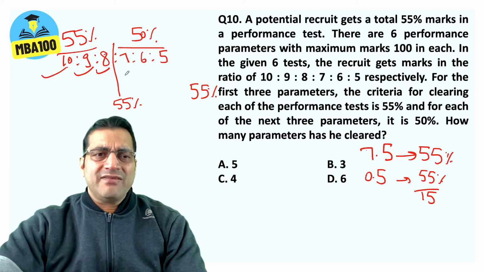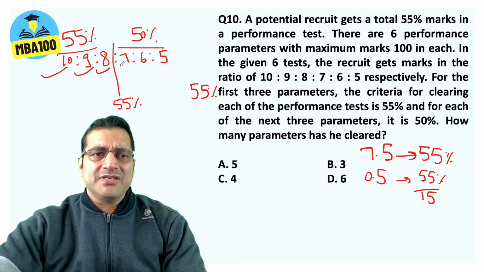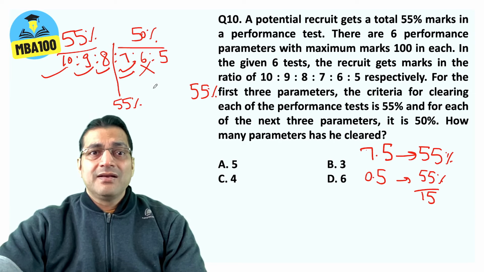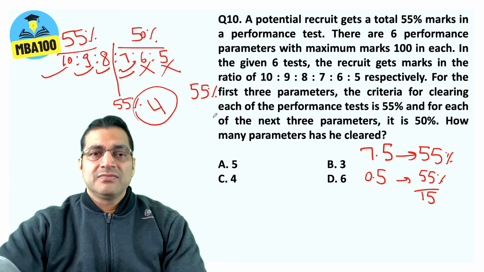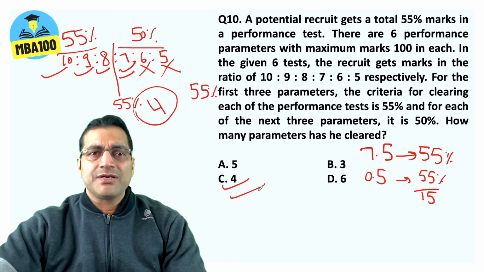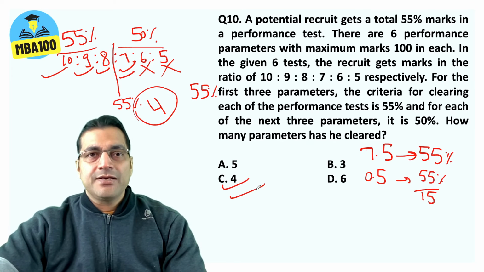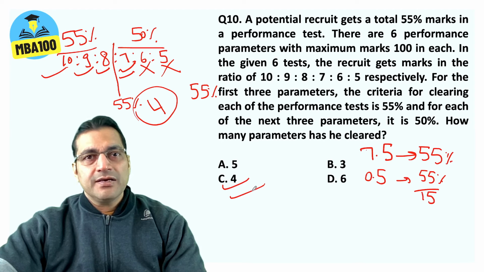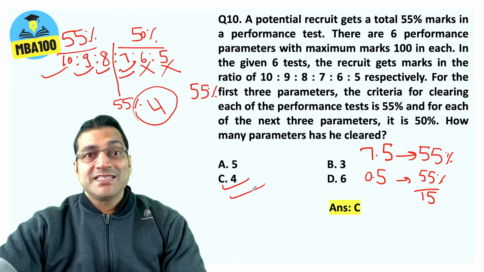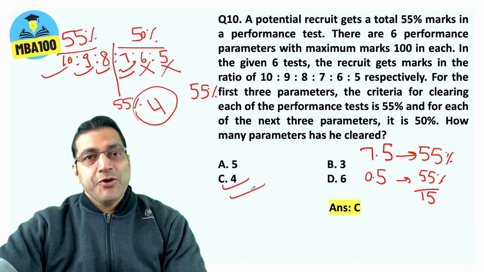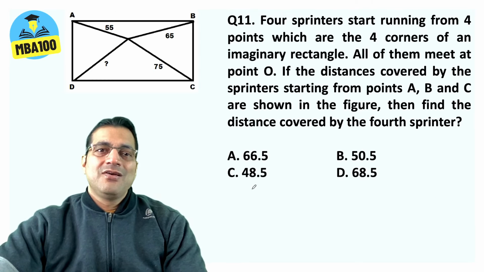So 3.67 less than 55% will still be more than 50%. But this will be less than 50%. This will be less than 50%. So your answer is 4. This is how I believe you have to do it. This is your answer. Any doubt? In case of any doubt, please rewind the video again and again and yet again. Okay, answer C. See you on question number 11.